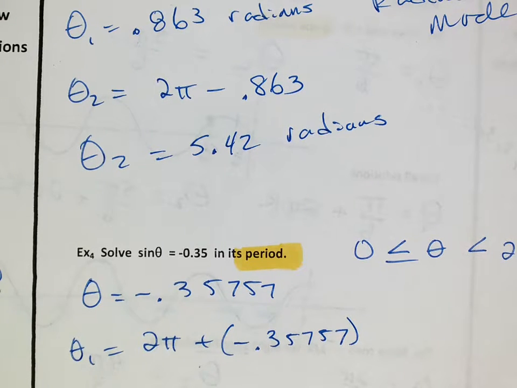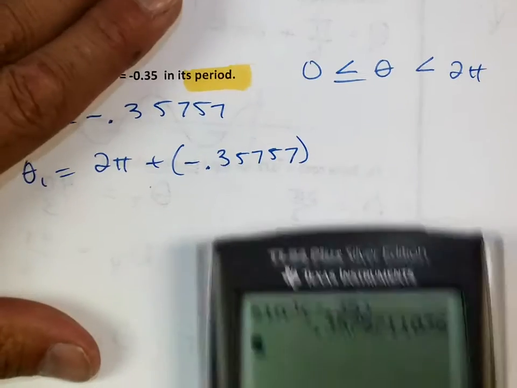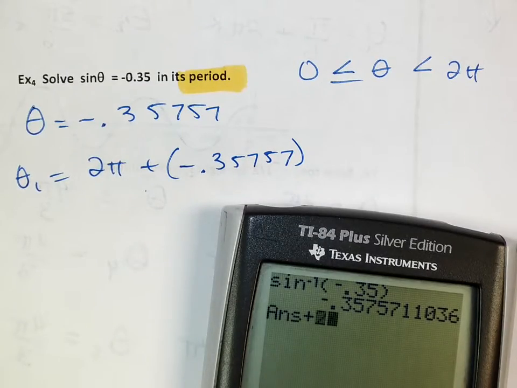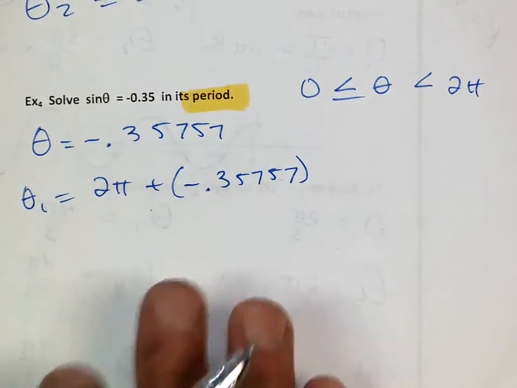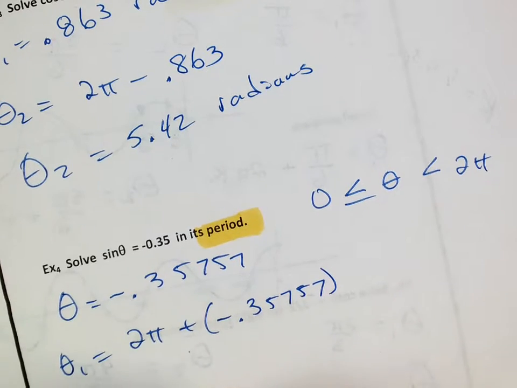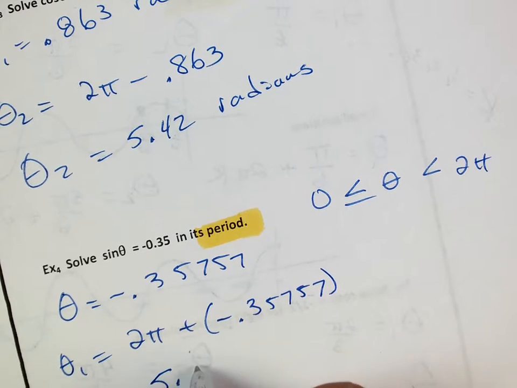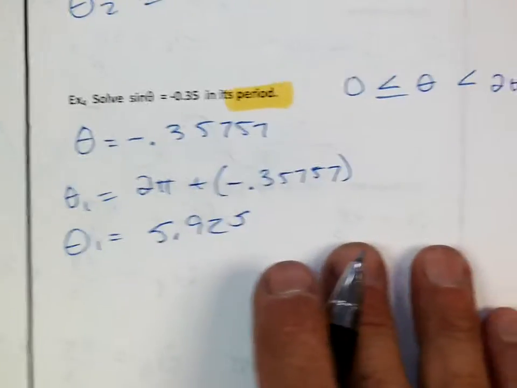My answer technically, visually, is down here in a negative. I'm going to take that answer and spin it all the way around and make it positive. Does that make sense? So I just add 2 pi to it. Let's add 2 pi to that and see what I get. Plus 2 pi, and again it's about 5.925. So theta 1 is really 5.925. Okay, that's theta 1.